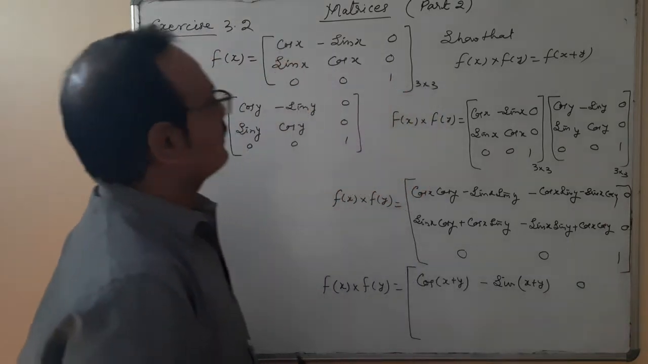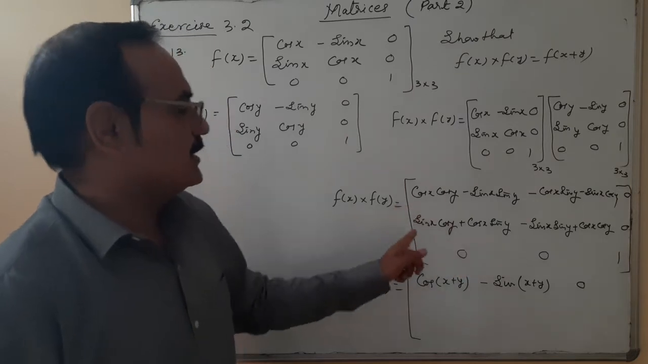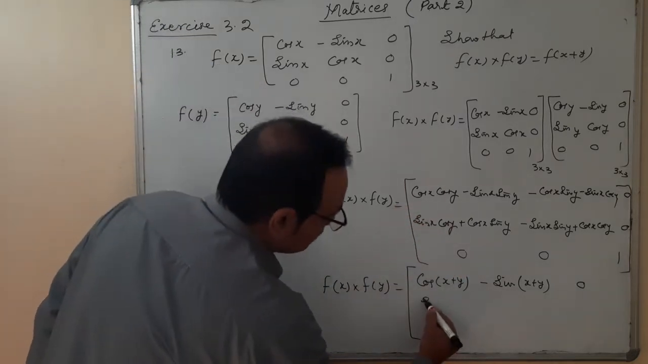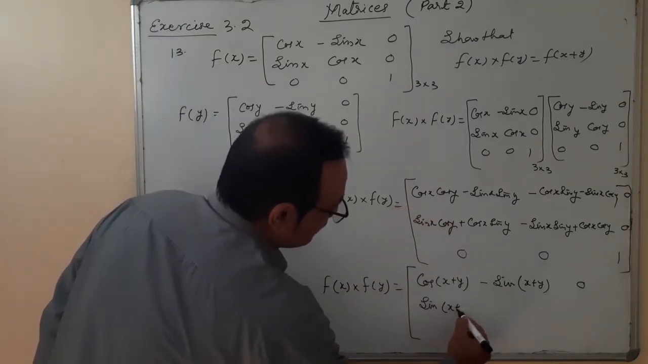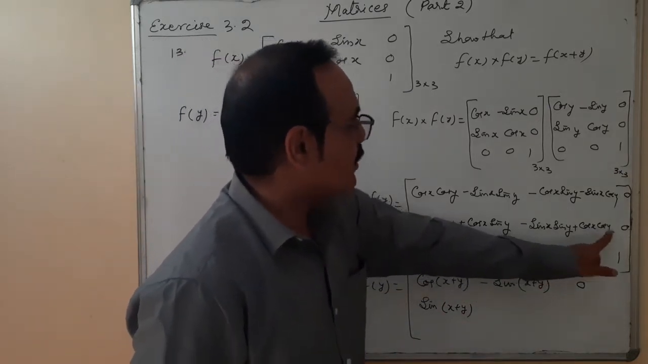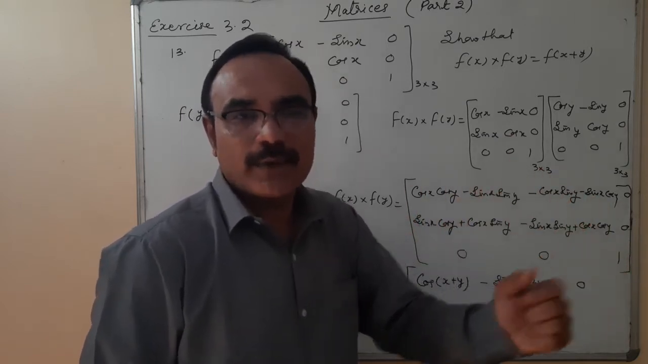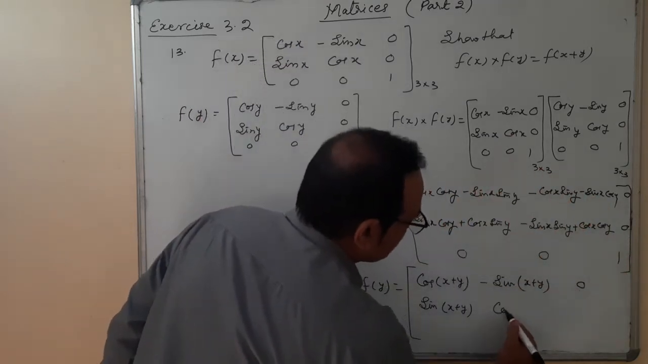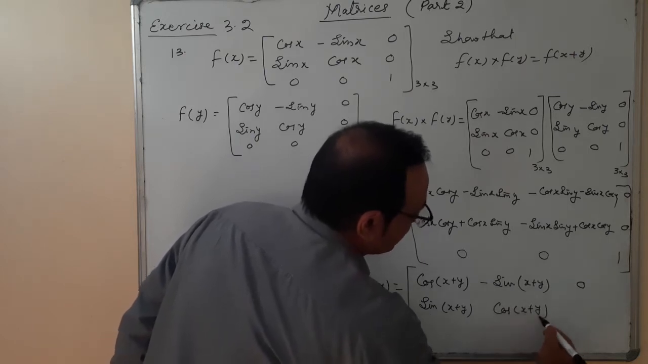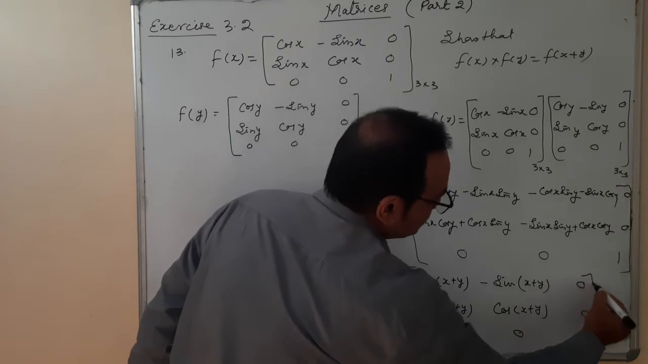Next one is sin a cos b plus cos a sin b, which is sin a plus b, so sin of x plus y. Here is cos a cos b minus sin a sin b, which is cos a plus b, so cos of x plus y. Then 0, 0 and 1.